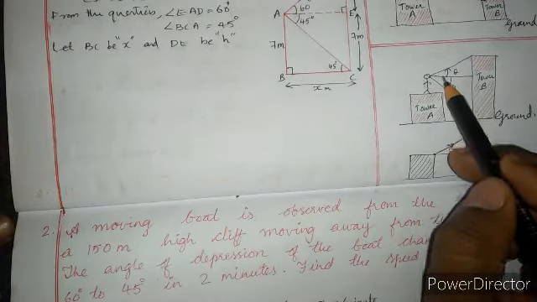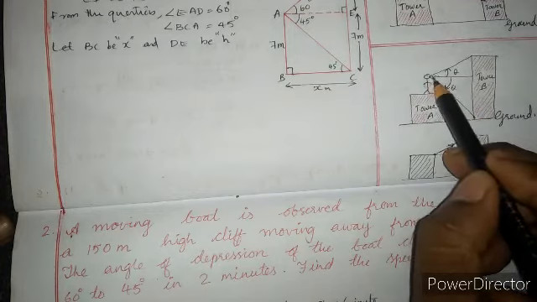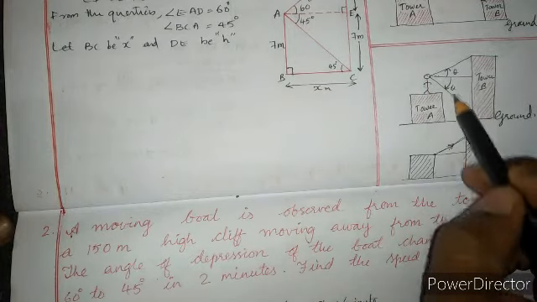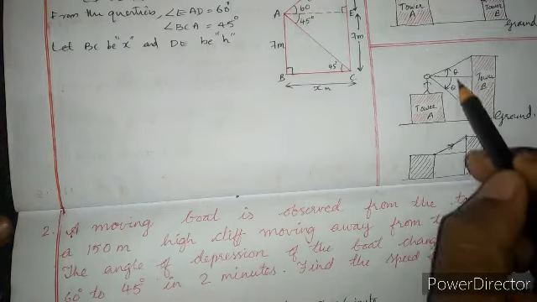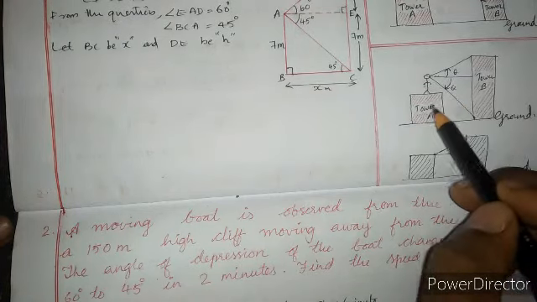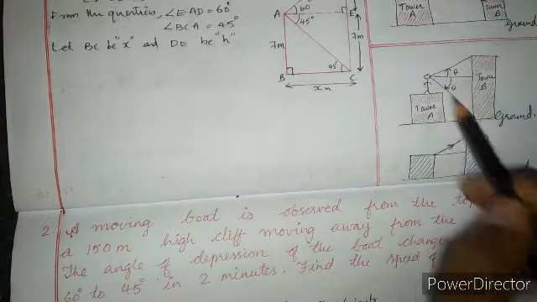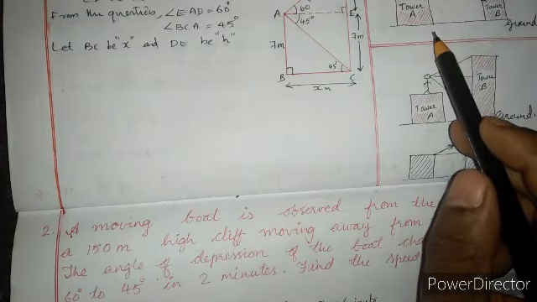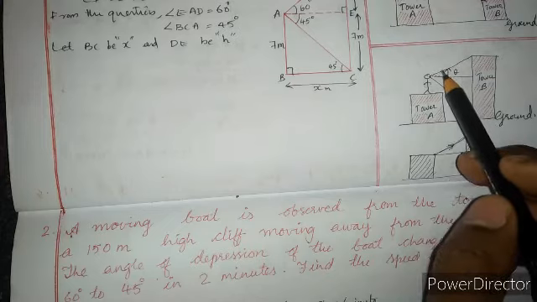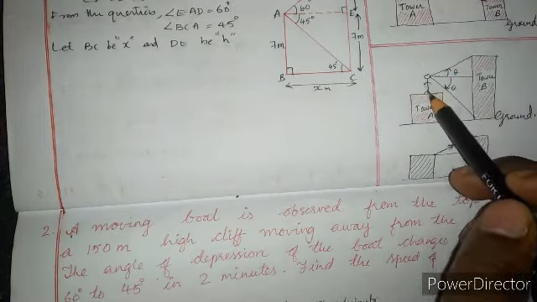And at the same time, if this person wants to see something on the ground, at the bottom of the tower, he has to bring his head downwards. There also an angle is made between the horizontal line and his line of sight, and that angle is called the angle of depression. So whenever you see the word depression in a question, make sure that he is viewing downwards. If the word elevation is given in the question, make sure that something is on the top and the observer is standing on the ground.